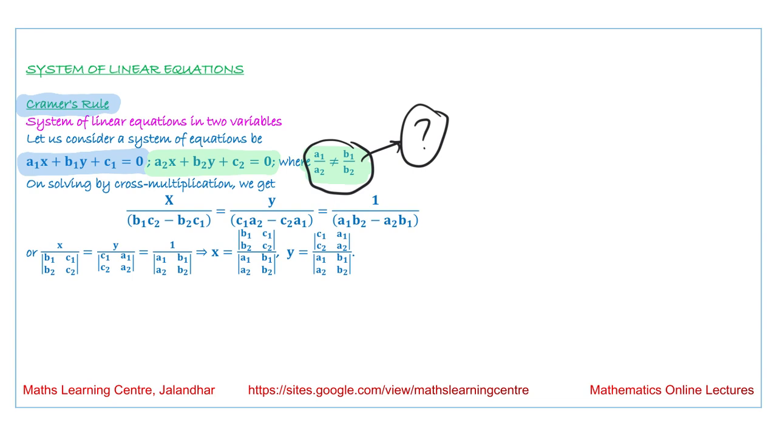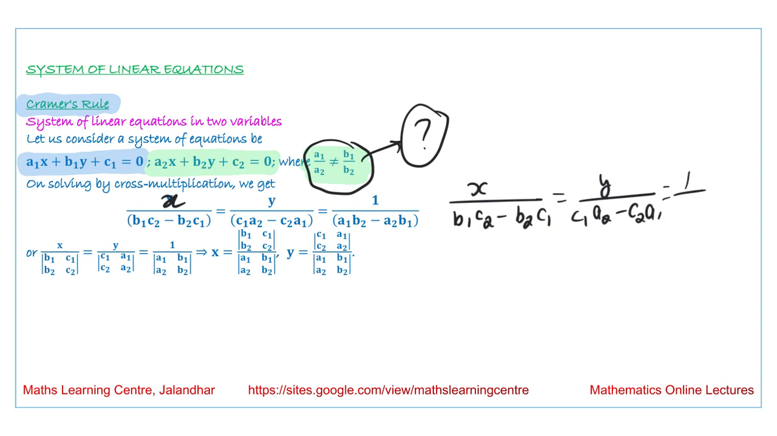So by cross multiplication, we know that the solution for this is x over b1 c2 minus b2 c1, that is equal to y over c1 a2 minus c2 a1, that is equal to 1 over a1 b2 minus a2 b1. This is by the cross multiplication method. For details of this method, you can refer to the videos of linear equations that are present on our channel for class 10th.